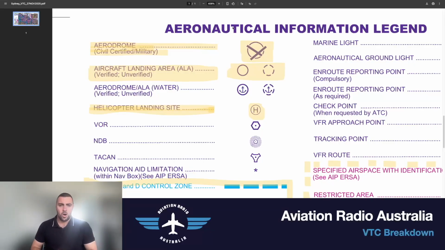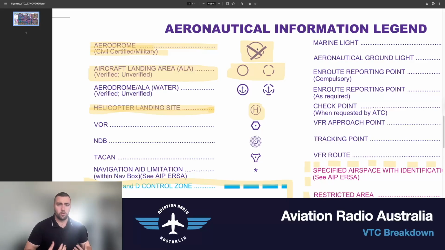The highlighted item right at the top there says aerodrome, civil, certified, or military. Larger aerodromes, ones with paved runways, ones with some sort of regular public transport traffic, will have a solid magenta circle, and the runways will also be marked with purple rectangles.